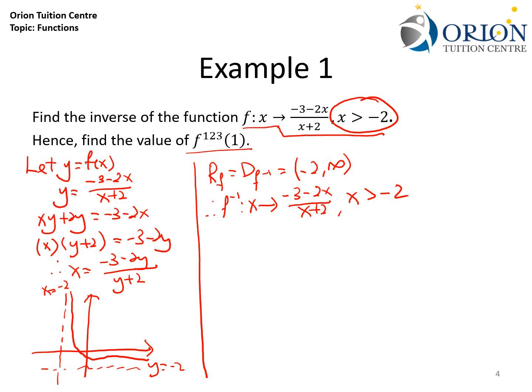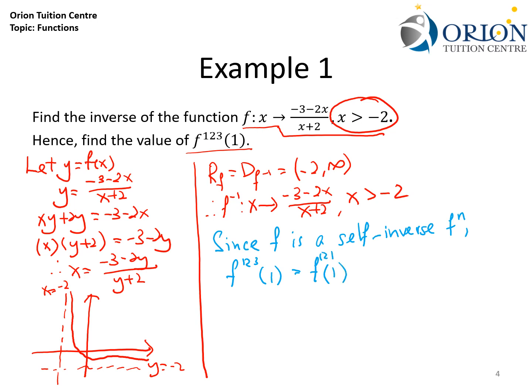Therefore, we know that since f is a self-inverse function, f^123 of 1 is the same as f^121 of 1. And if we slowly evaluate it, it will be the same as f(1), which is minus 3 minus 2 over 1 plus 2, which gives us minus 5 over 3.